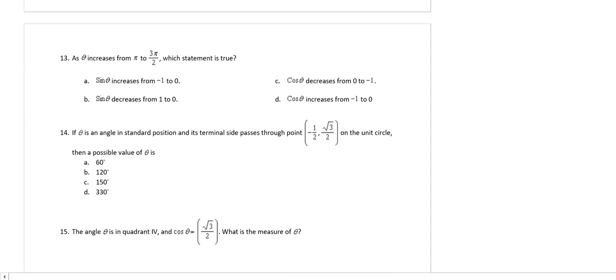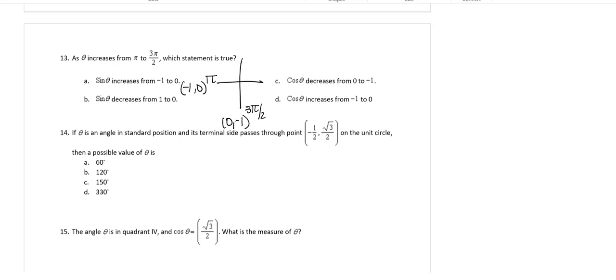As theta increases from pi to 3 pi over 2, let's get that graphed. Here's pi, here's 3 pi over 2. Which statement is true? All right, we're talking about sine and cosine values. Let's get some ordered pairs. At pi, I'm looking at negative 1, 0. At 3 pi over 2, I'm looking at 0, negative 1. Let's also get some color coding. My sine values, or my y values, are going from 0 to negative 1. My cosine values are going from negative 1 to 0.